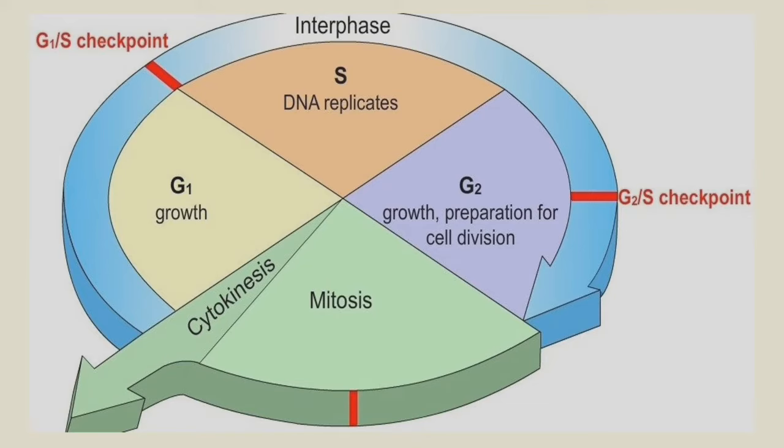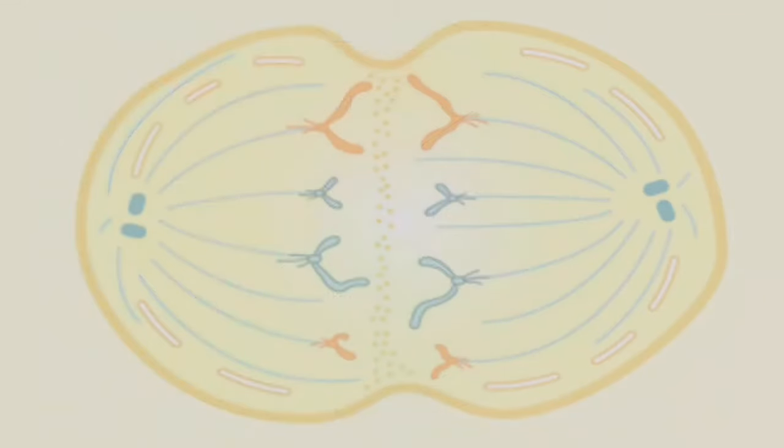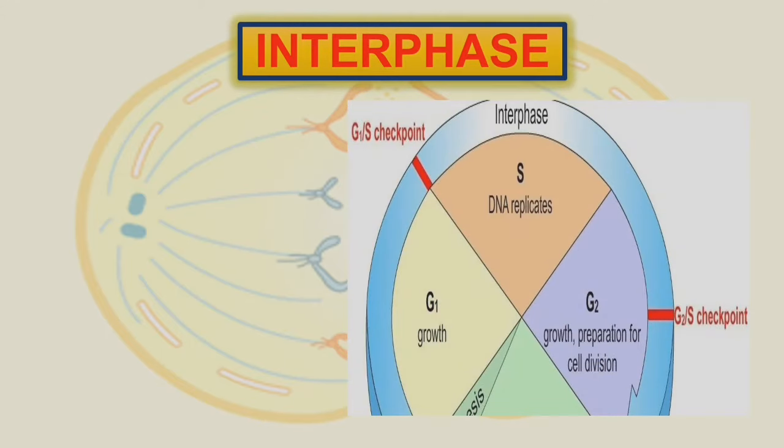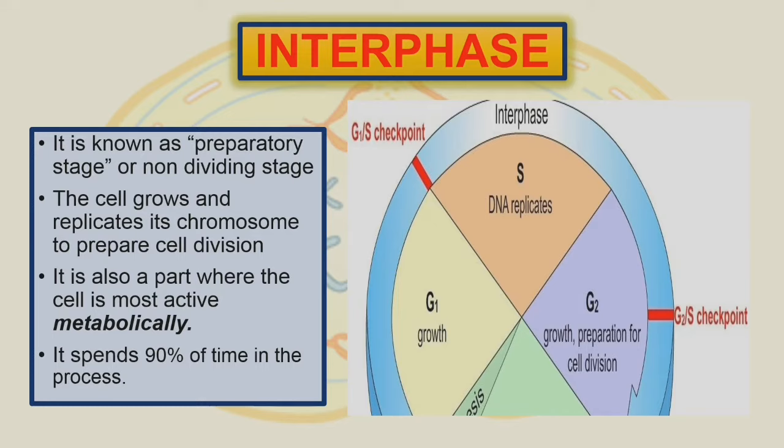It explains the beginning of heredity and variation, wherein it is composed of different stages. So let us discuss the first part of the cell cycle, which is interphase. So what happens during interphase? During interphase, it is known as the preparatory stage or non-dividing stage because it focuses on cell growth and replicating its chromosomes to prepare for cell division.